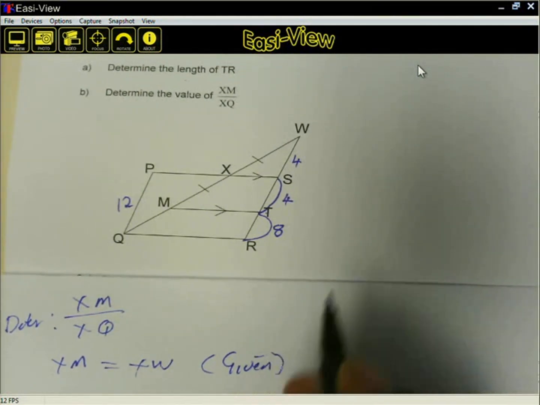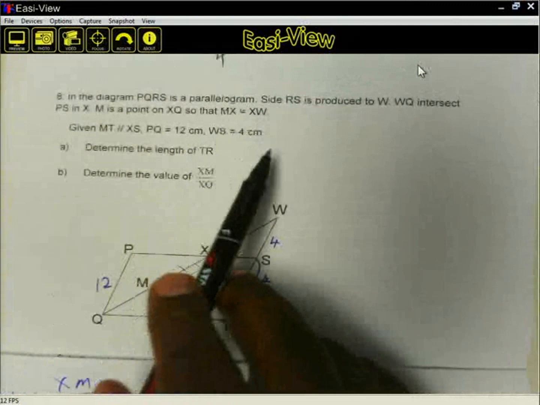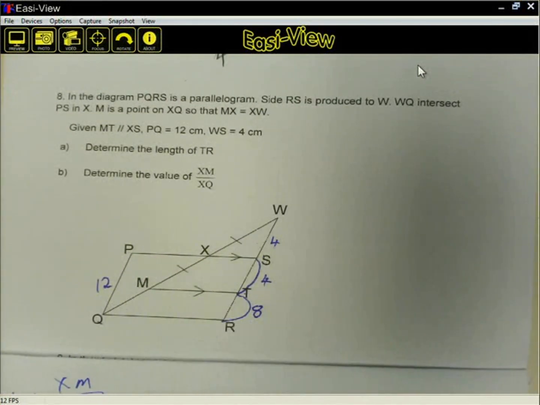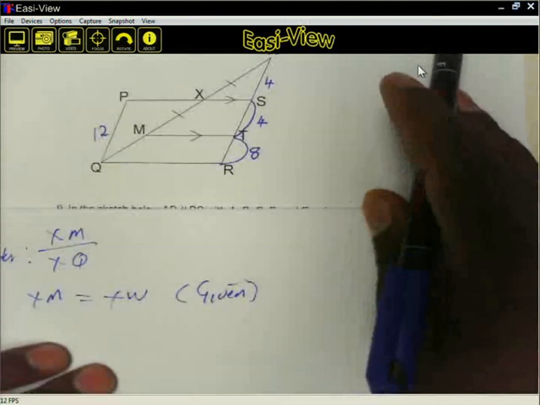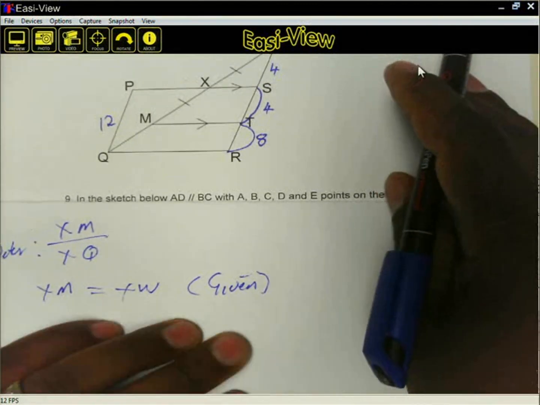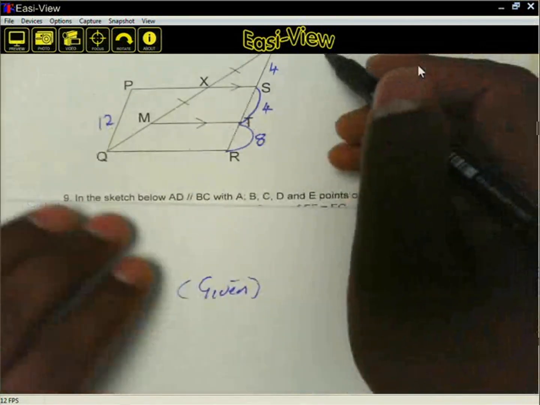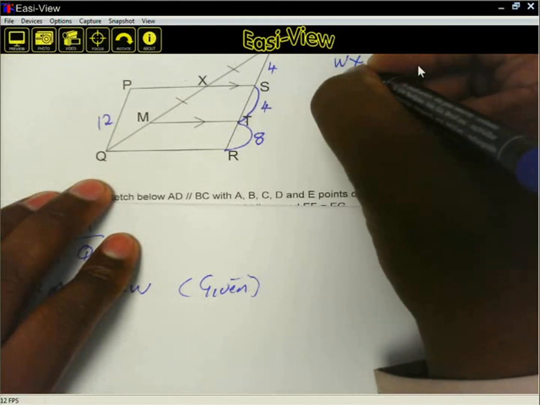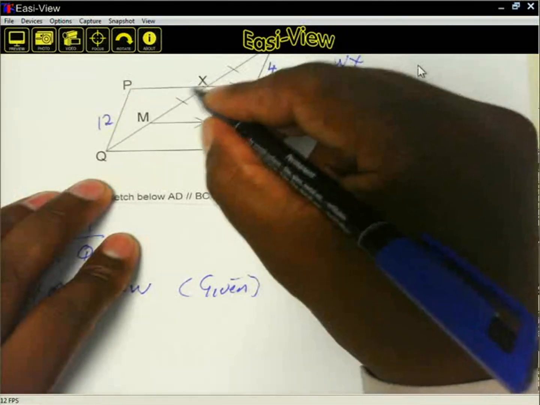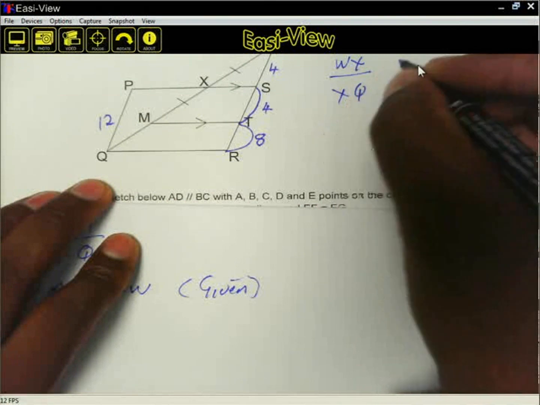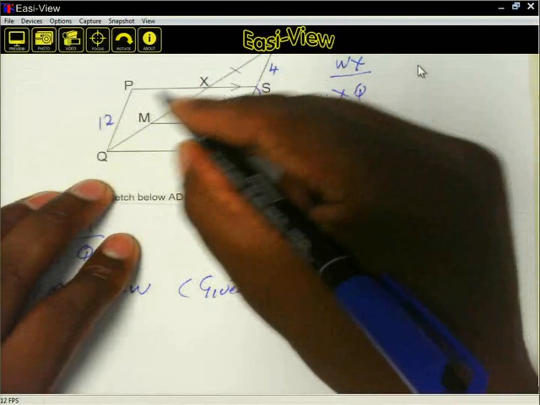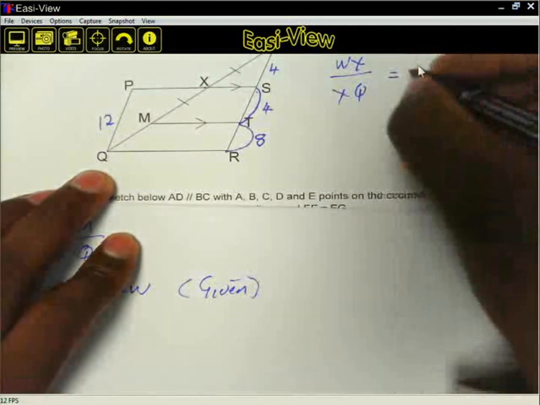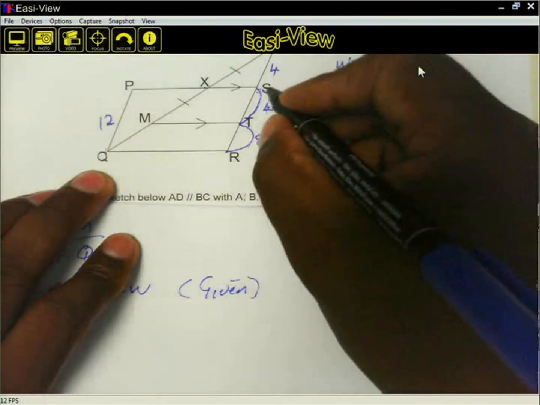It's given from the diagram earlier on, remember? MX is equal to XW is given. Therefore, let's work out the ratio of XW. Let me say WX over XQ. This will be equal to WS over SR.